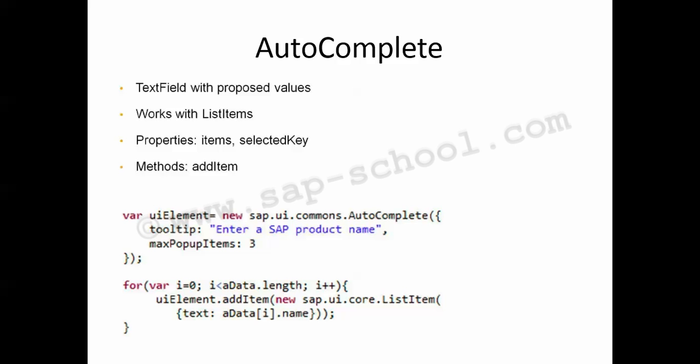It works with the list items, and the properties of it are the items and the selected key, and the method is add item. Then again, this is the sample code for the autocomplete.